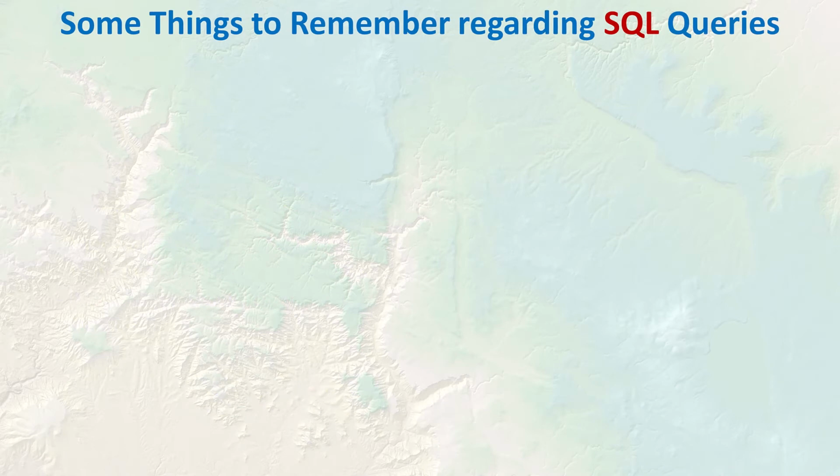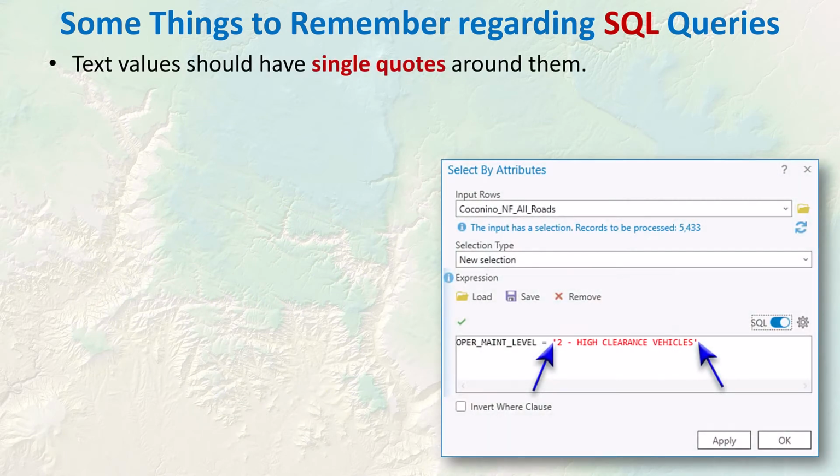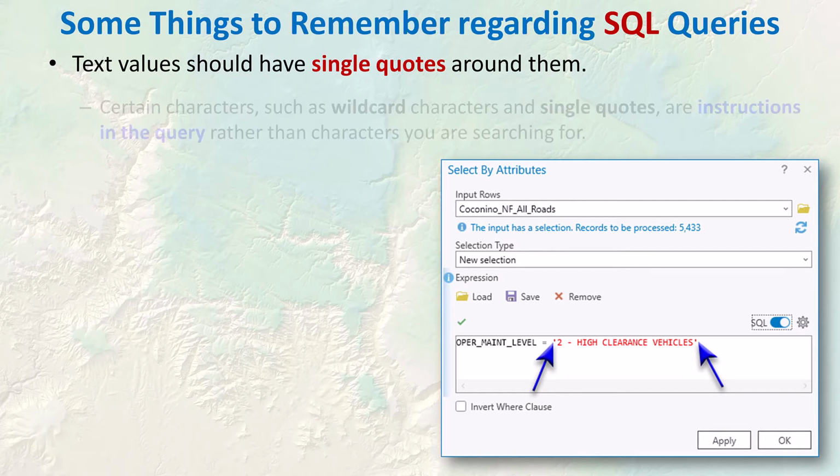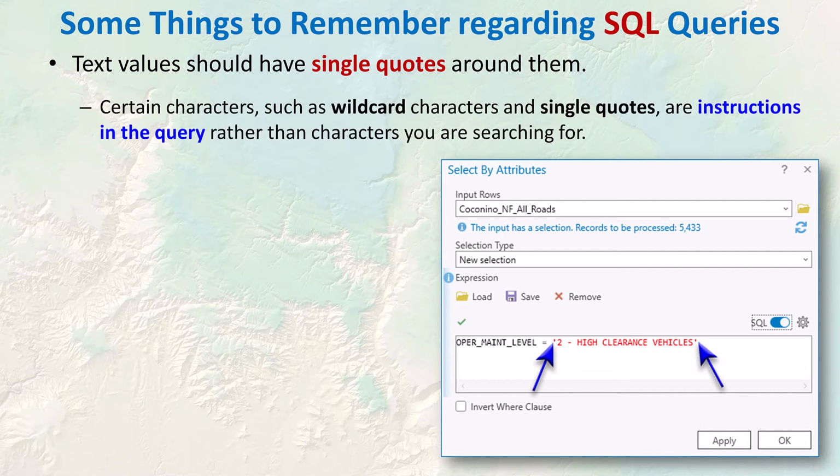Now there's a few things to remember about SQL queries. First, if you are querying for text values, such as, I want to select the state name equal to Arizona, or the Ranger District equal to the Mormon Lake District, then you have to enclose your text value in single quotes or apostrophes. Don't use double quotes. You can include wildcard characters, which allow you to search for any text that is contained inside longer strings of text. Wildcard characters also have to be enclosed in these single quotes.